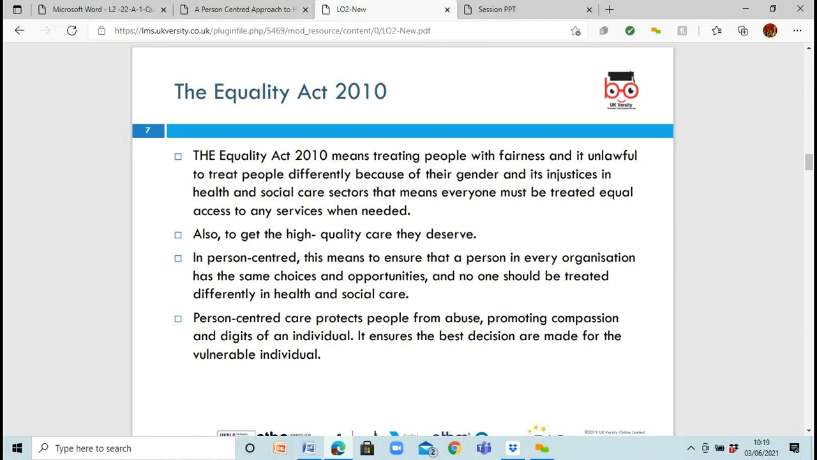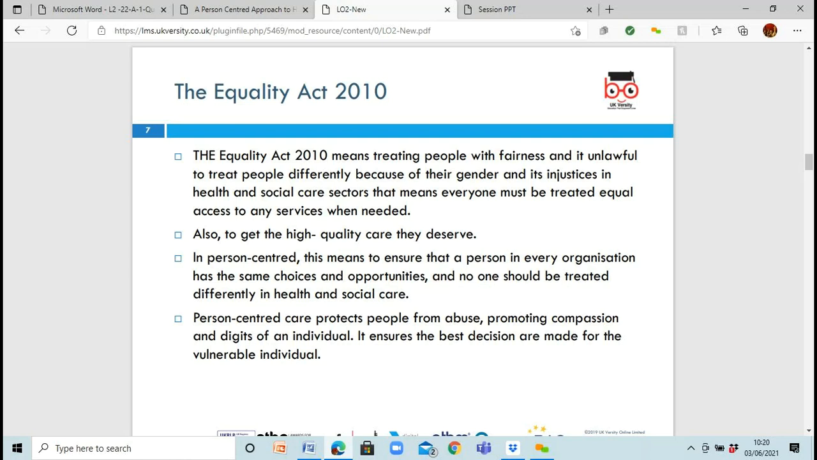So we've got the Equality Act of 2010. Now, this act means to treat people with fairness. It's unlawful to treat people differently because of their gender, and also any injustices in health and social care sectors. It means that everybody needs to be treated equally and have the same access to services when they're needed. They should get high quality care, the care that they deserve.